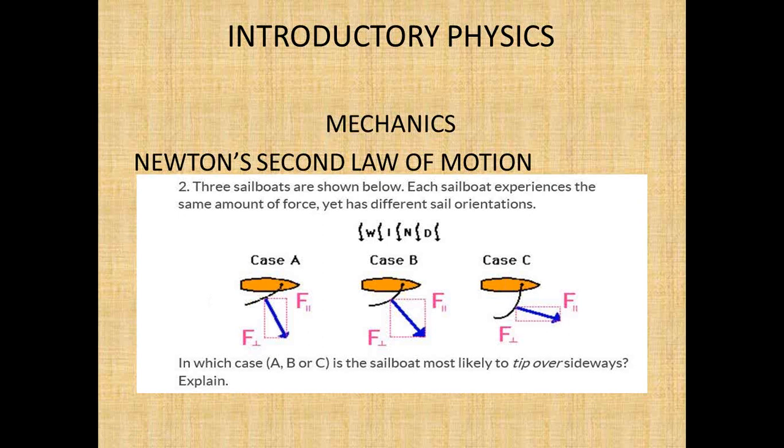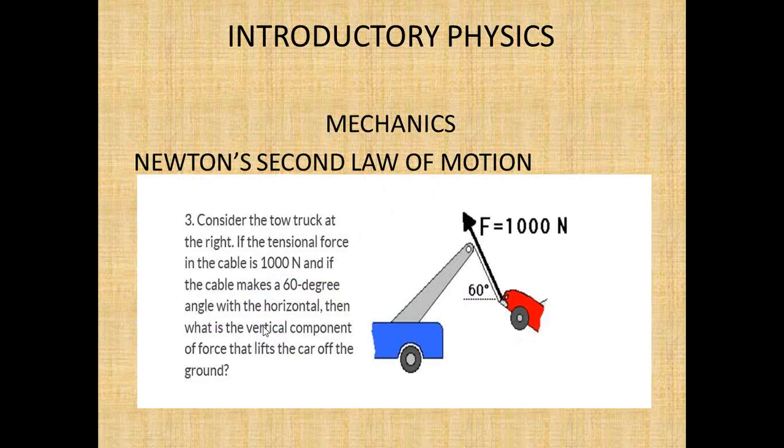You just have to resolve the force, and you can see that case A has the largest vertical component as opposed to horizontal. This boat is going to travel faster to the right because the horizontal component is largest here, and that's the horizontal component of this resultant force which is going to drive it to the right. It has a very small vertical component. This one has a very large vertical component, so it is most likely to topple over this way.